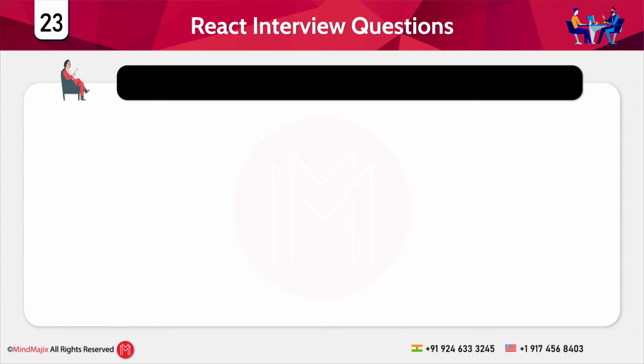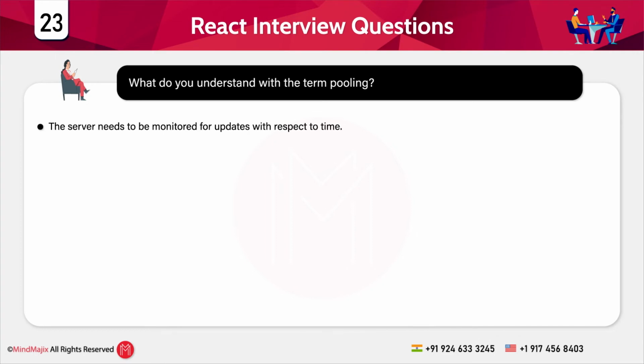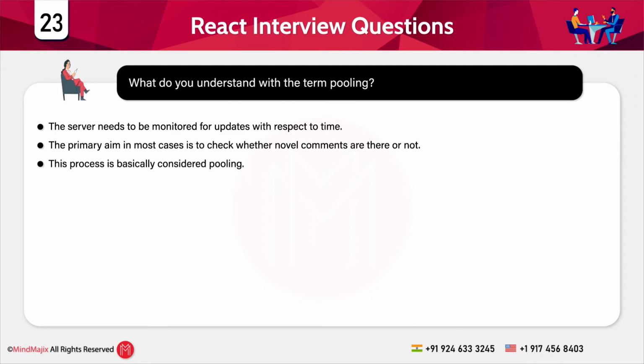The next question is, what do you understand by the term polling? So the server needs to be monitored for updates with respect to time. The primary aim in most cases is to check whether novel comments are present or not. So this process is basically considered as polling. It checks for updates approximately every 5 seconds, and it is possible to change this period easily. So polling helps you keep an eye on the users, and it always makes sure that no negative information is present on the servers. Actually, it can create issues related to several things, and thus polling is considered.